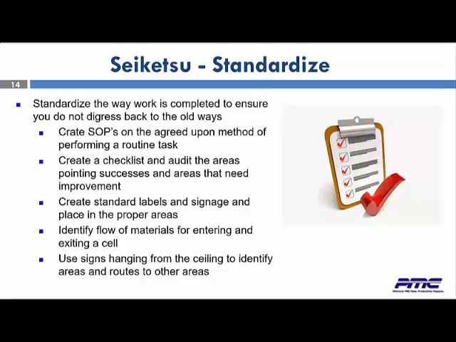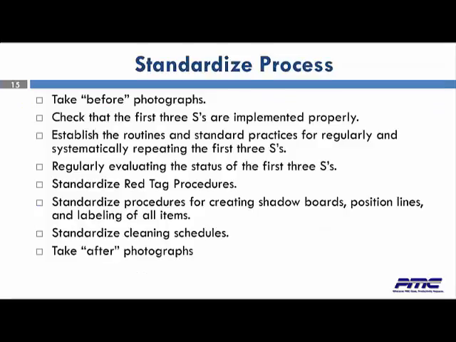Create standard labels and signage in place in the proper areas. Identify the flow of the materials for entering and exiting the cells. Use signs hanging from the ceilings to identify areas and routes to other areas. You want to once again take your before pictures. Check that the first 3 S's are implemented properly. Establish your routines and standard practices for regularly and systematically repeating the first 3 S's. Regularly evaluating the status of the first 3 S's is important.